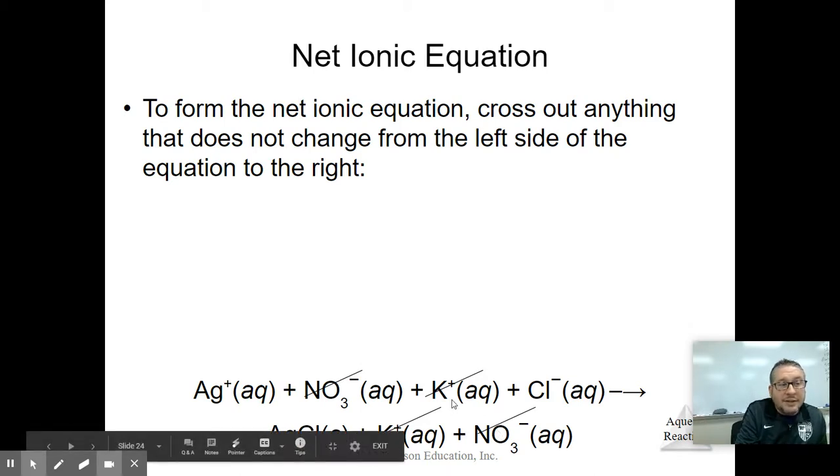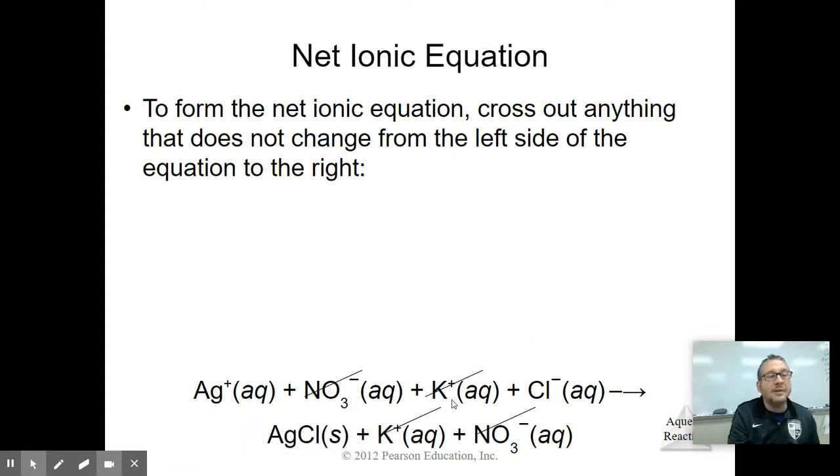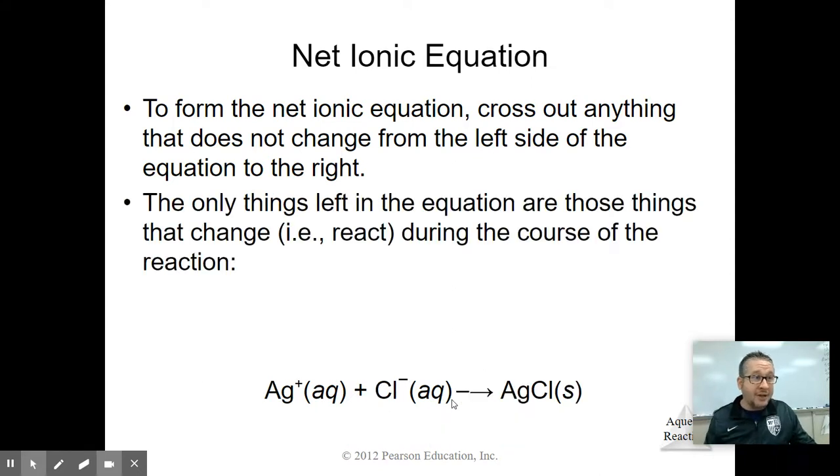Potassium does not go away, does not change. It's K+ on the left and K+ on the right. So what we're left with, as you see here, we've got the silver and the chloride ions on the left side that are not crossed off because they started off as aqueous in nature. They combine to form a solid. So they have changed. So they are the active players in this reaction. The only things that are left are those things that are changed, okay?